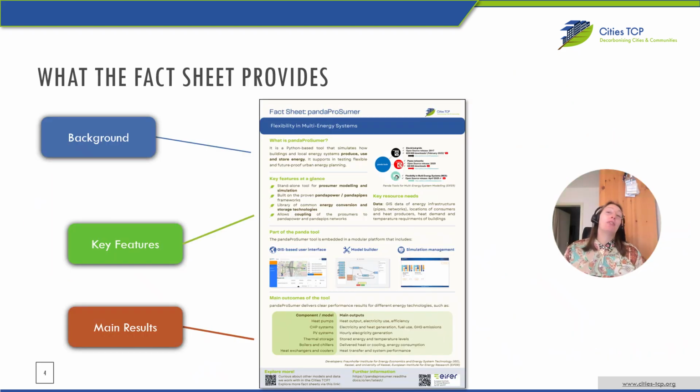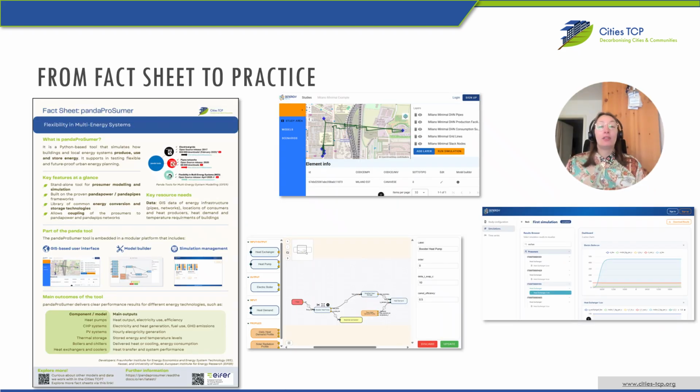The PandaProSumer fact sheet will give you a quick start guide to understand what PandaProSumer can do for you. It shows what the data requirements are to run meaningful simulations, and it lists all of the existing component models and their expected output. Obviously, a fact sheet is not going to be the solution to all of the problems we talked about, but it can be a starting point for cities to get interested in running development scenarios and understand how the distribution networks could behave in a future populated by prosumers.